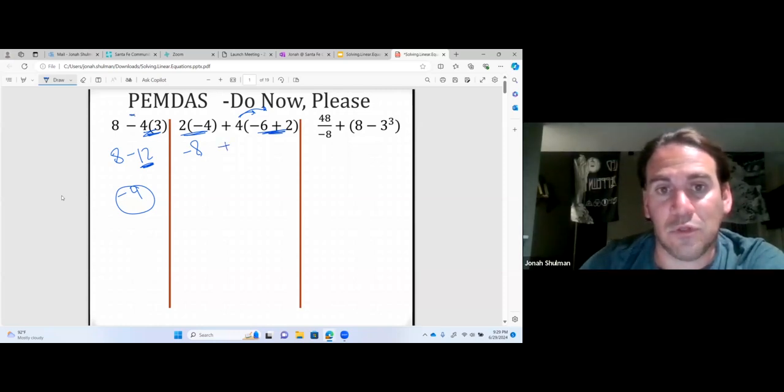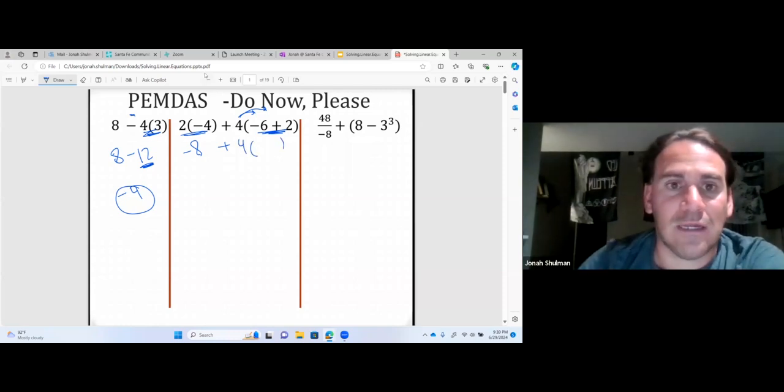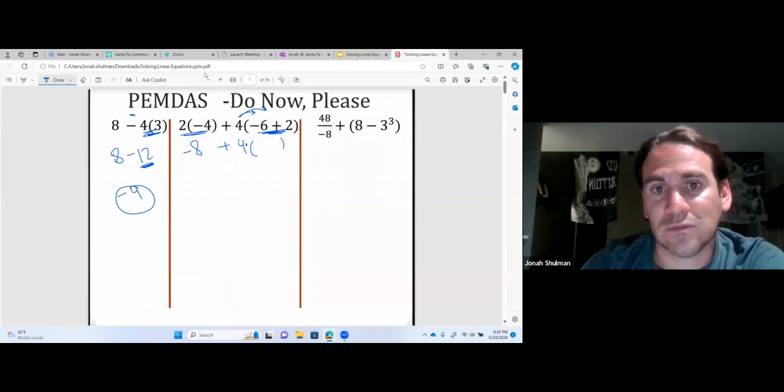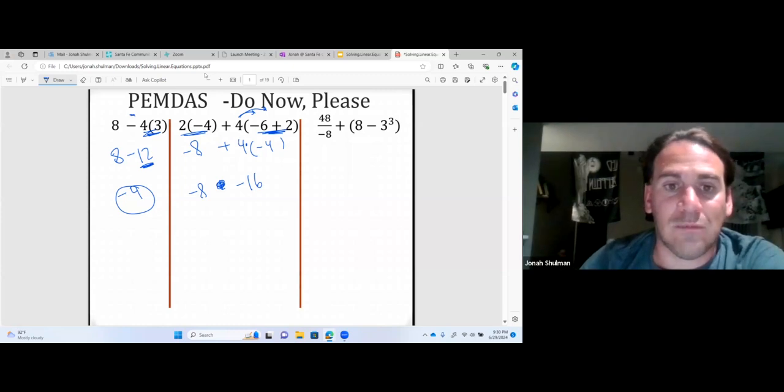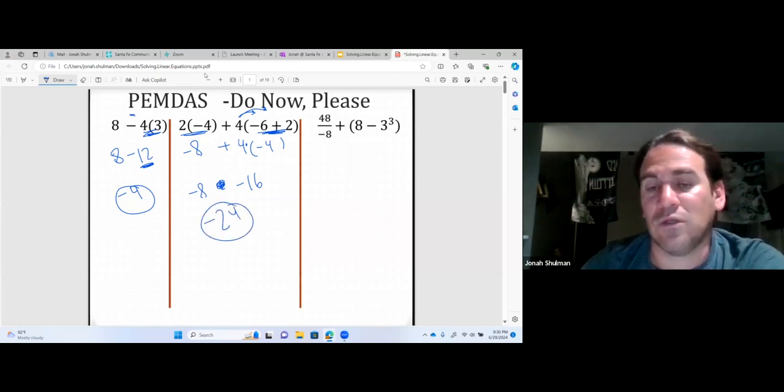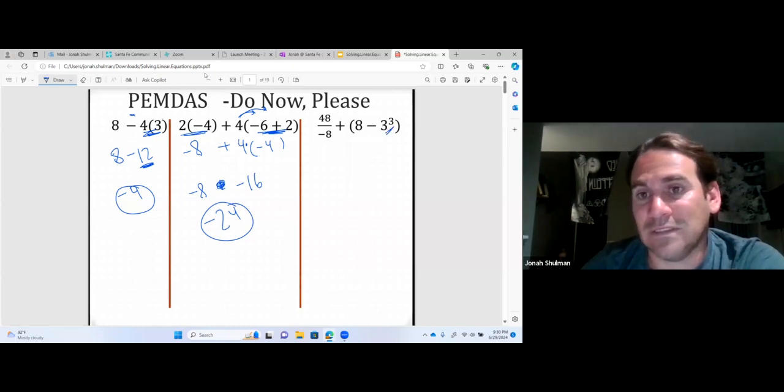So it's 8 plus 4 times, and whenever there's not a piece here, we're going to just put a little dot here for multiplication. So -6 plus 4 is -4. So I have a -8 plus, oh, it's actually going to be minus because this is -16, which -8 minus 16 is -24. All right, here's the last one. There's an exponent inside this. This is a cubic, so it's a little cube.